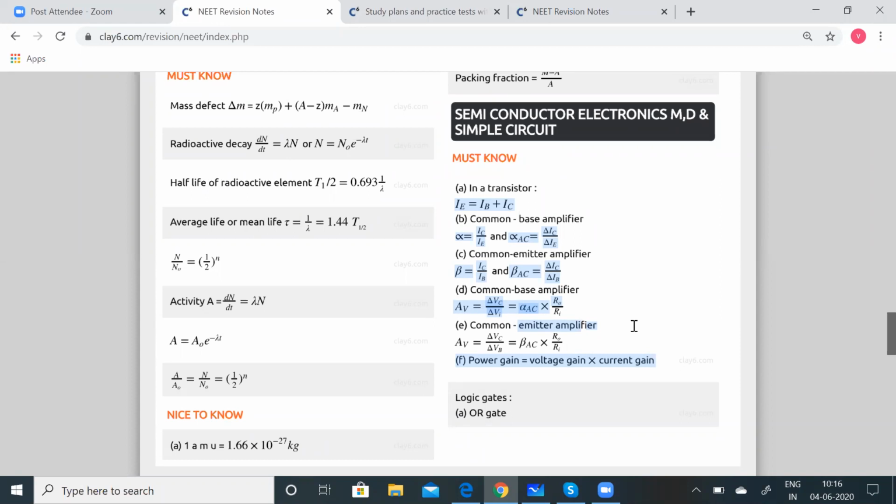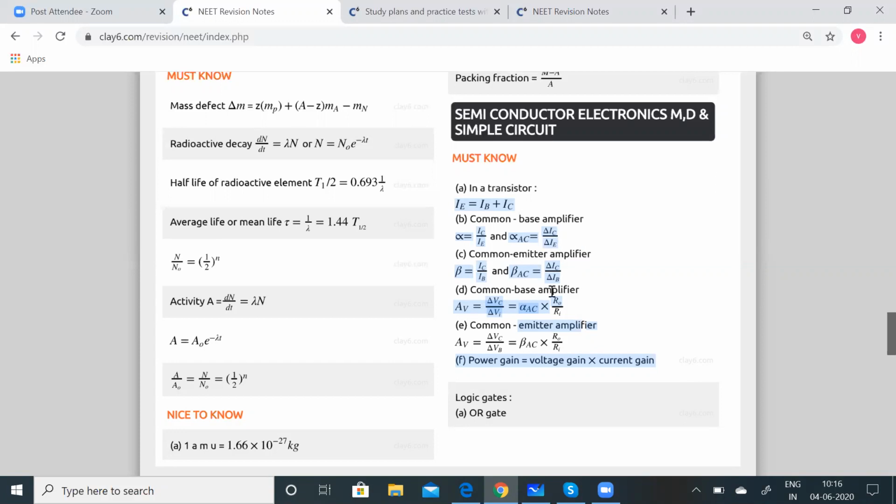When we talk about the common base transistor amplifier, the DC current gain is defined as the ratio of the collector current to the emitter current. So alpha is equal to IC by IE. That is for DC. For AC current gain, it is defined as the ratio of the small change in the collector current to the small change in the emitter current, that is, delta IC by delta IE.